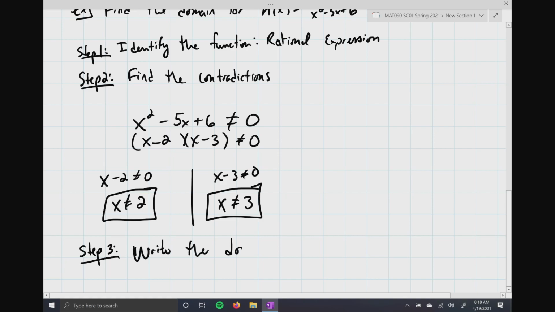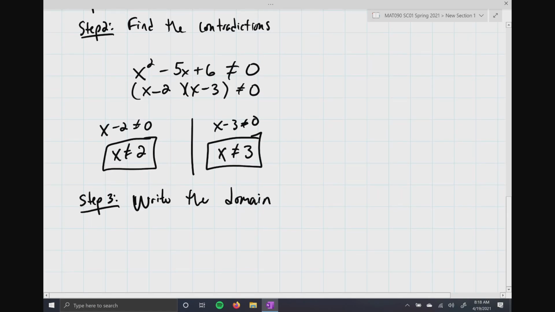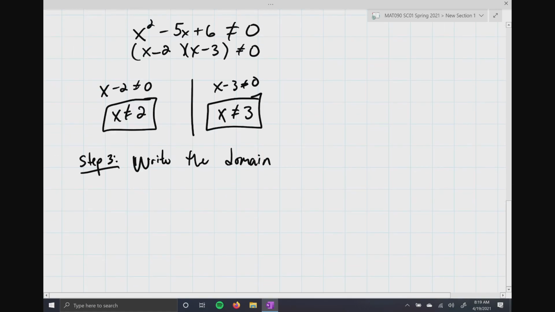Now, step 3. We're going to write out the domain. I'm going to do this 2 ways. First, the traditional interval notation, and then I'm going to show you another type of notation. The additional type of notation is the new thing here. So here's interval notation, and it always helps by drawing a number line.